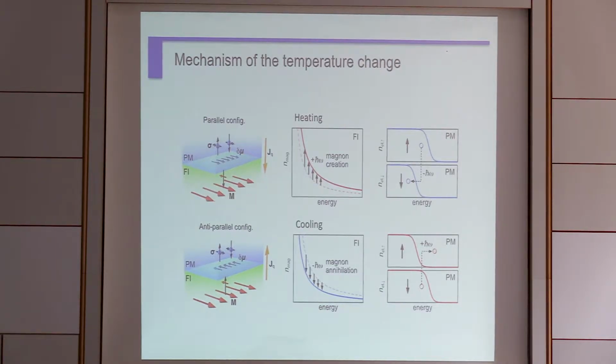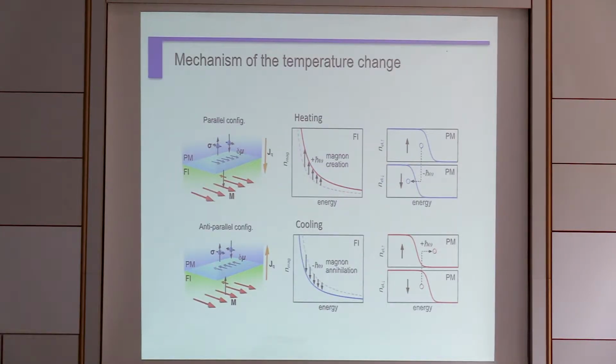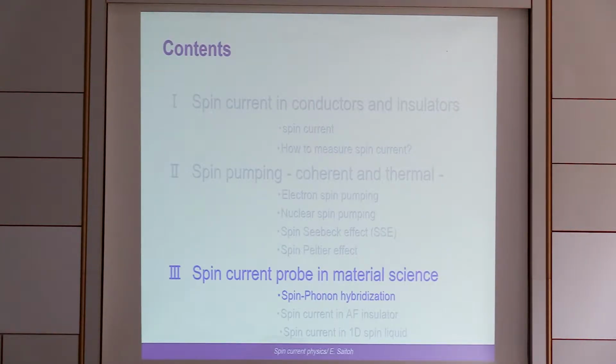So as a result of angular momentum conservation and frequency conservation, we can control the heat current by using the spin current. Okay, so this is the spin Peltier effect. Finally, I'd like to show how to detect material property by using spin current. First, I'd like to show the phonon-spin hybridization in the YIG.